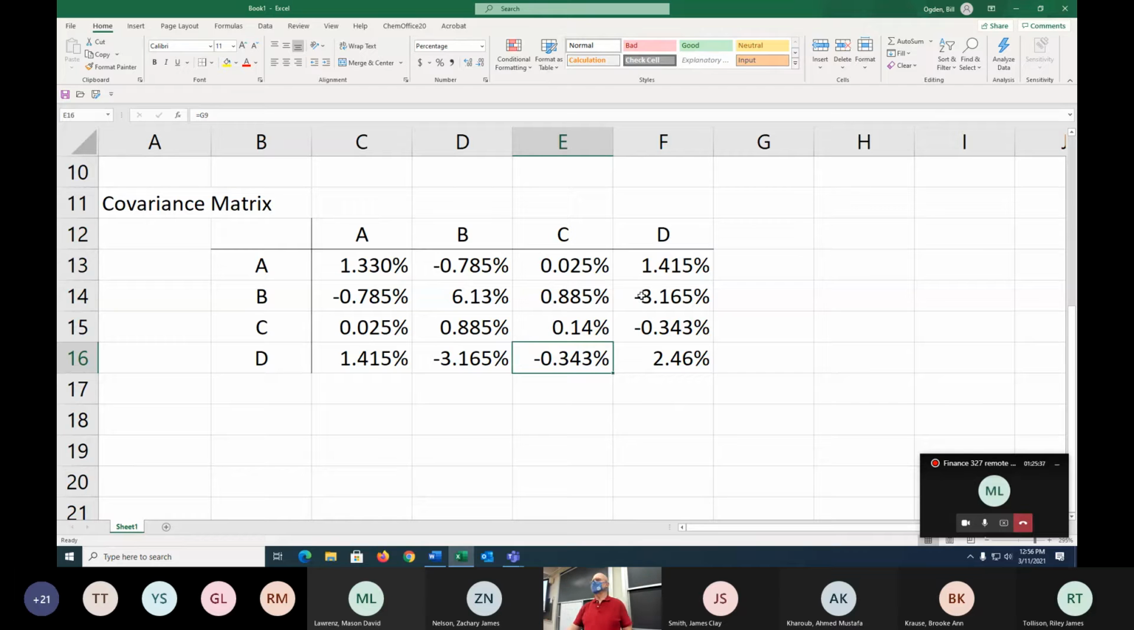This covariance matrix will be aiding us in determining what would be the variance, or the riskiness, of our portfolio if it consisted of some or all of these stocks. So for example, if I had $100 and I put 100% of it in stock A, well then what's my variance? Well, it's 1.33%, isn't it? There's no portfolio effects here, are there?